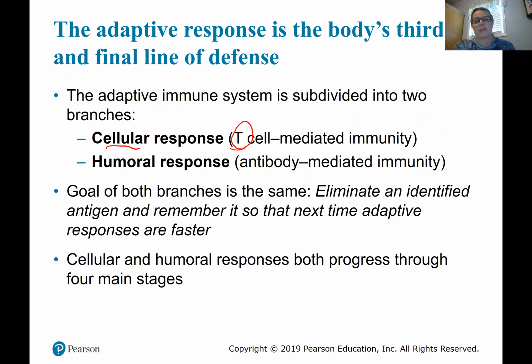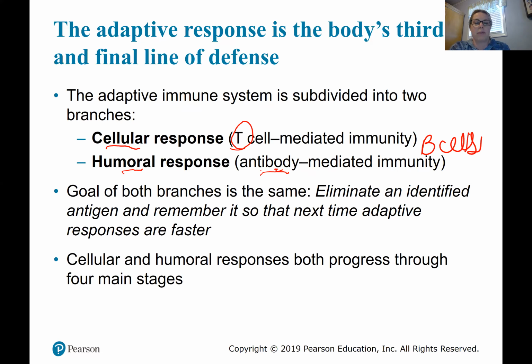Sometimes that's also called T cell mediated immunity. Or there's another branch called the humoral response, or antibody mediated immunity. And this is going to be the B cells that produce antibodies. They both have the same goal, which is to get rid of that foreign substance. They just go about it in different ways.